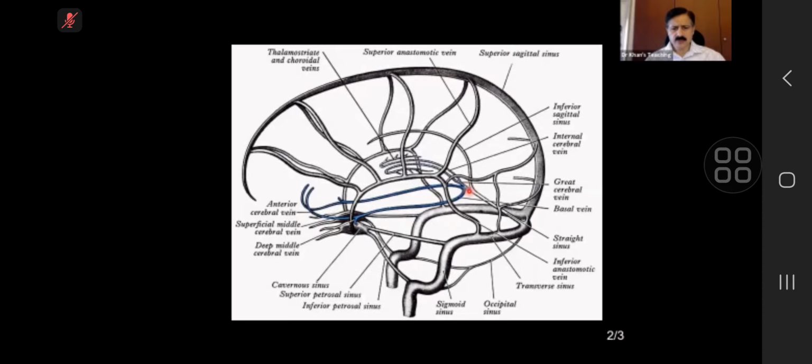come back to. So vein of Galen joins the inferior sagittal sinus to make the straight sinus, and it goes and joins the superior sagittal sinus. This is the confluence of sinuses. From here, it becomes the transverse sinus, and it dips down. Here is the sigmoid sinus and the internal jugular vein. Anteriorly, of course, these are the cavernous sinuses, and there are also cortical veins right and left.